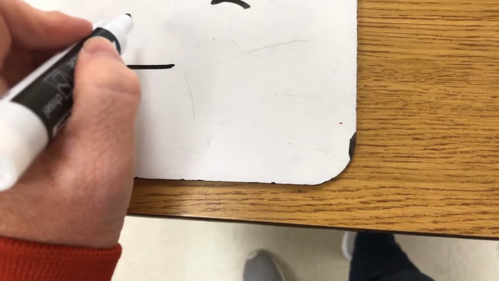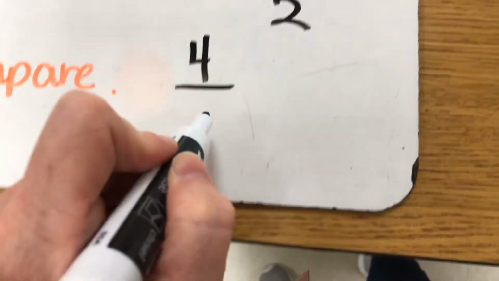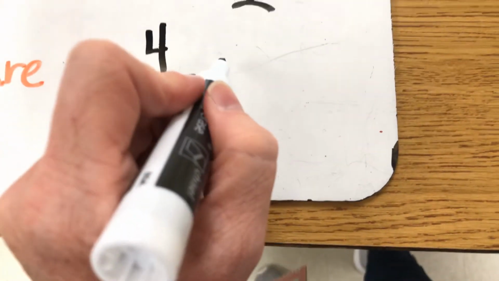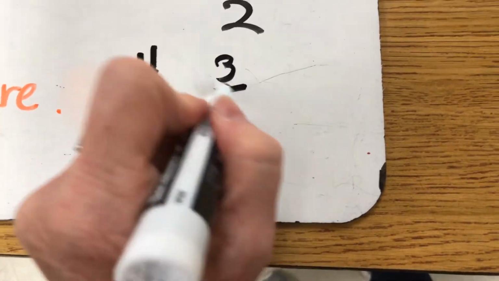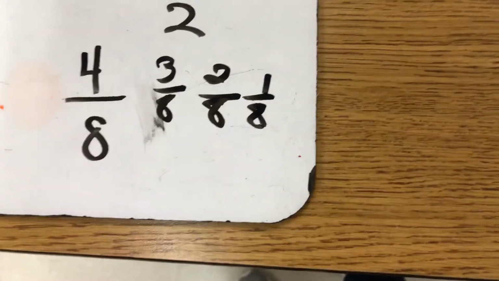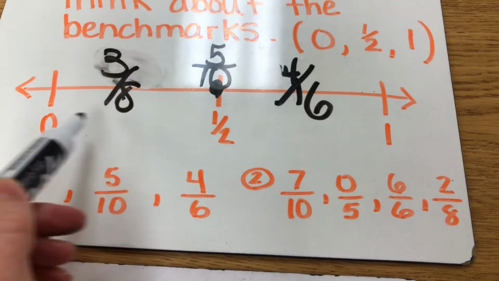And any fraction where the top number is half of the bottom number, like 4/8, that's half. You'd put it right in the middle, okay? But anything that's less than that, like 3/8, 2/8, 1/8, that's going to be less than a half. So it would go in between this section.